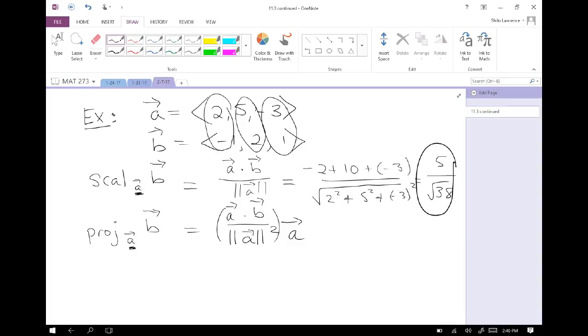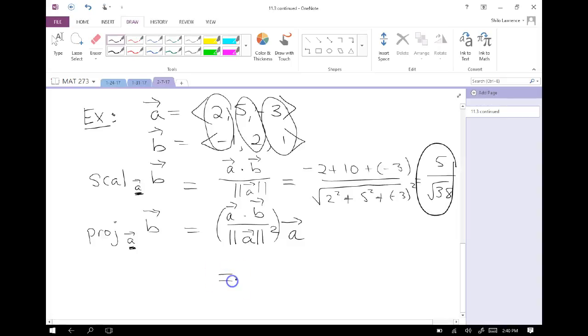So the only thing different with the vector projection is that we're going to square the magnitude, and then we're going to use that fraction to distribute into the A vector, to change the length of vector A. Because A is the proper direction, it's just not the proper length right now.